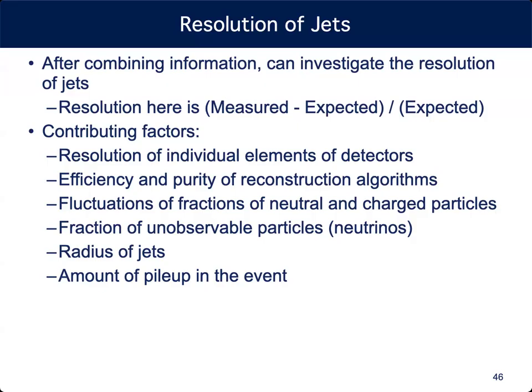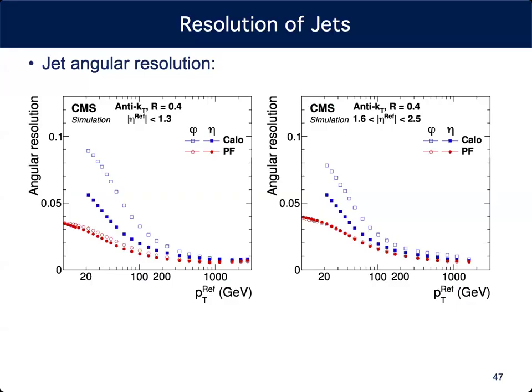There are also resolution effects from the radius and the amount of pileup in the event. Wider jets have more pileup in them. Narrower jets have less pileup in them. So there's a whole lot of things that you have to worry about. This is just to give you an idea of the resolution as a function of the momentum.